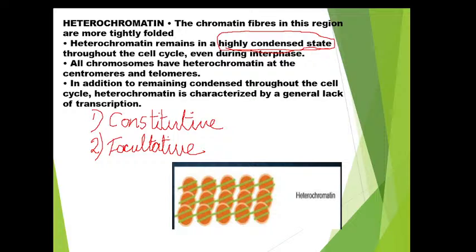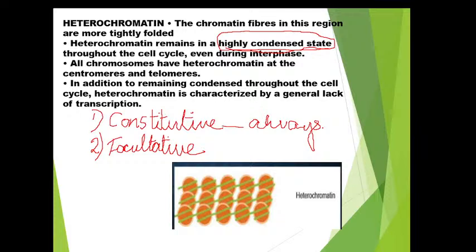Constitutive means continuous. Constitutive heterochromatin means a continuous heterochromatic condition. That is, the chromosome or the chromatin will remain in a highly condensed state at all times of its life. Constitutive means always, or continuous. The chromosome will be in a heterochromatic, inactive, or condensed state, always in a silent condition. That's what is known as constitutive heterochromatin.